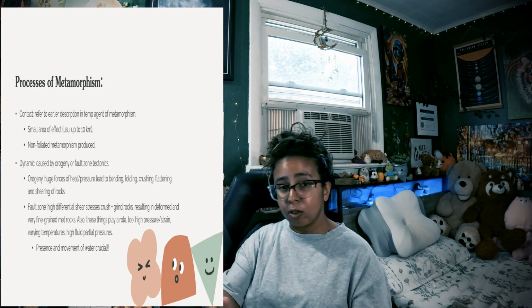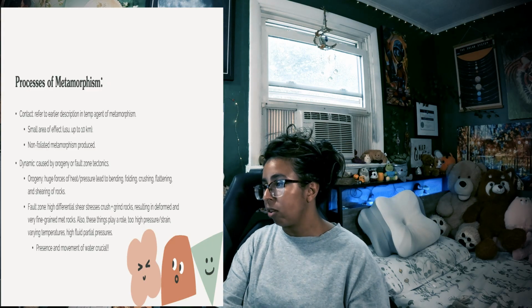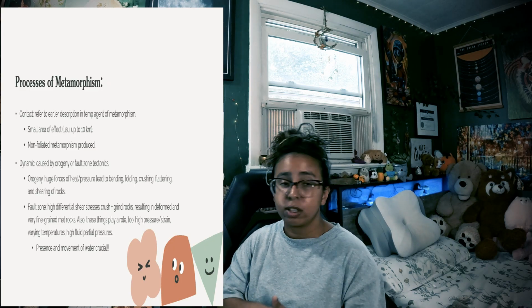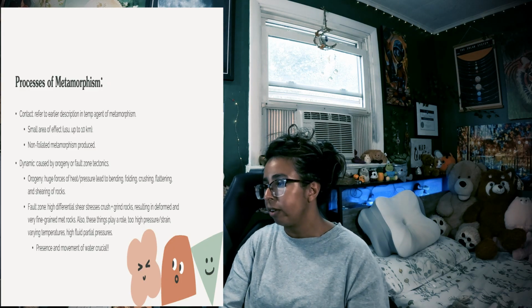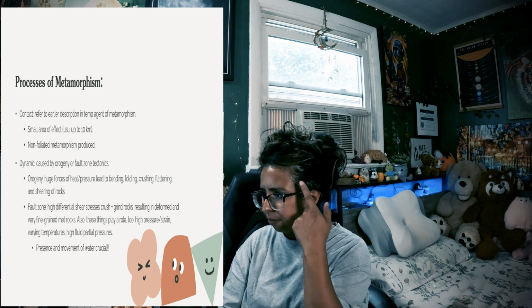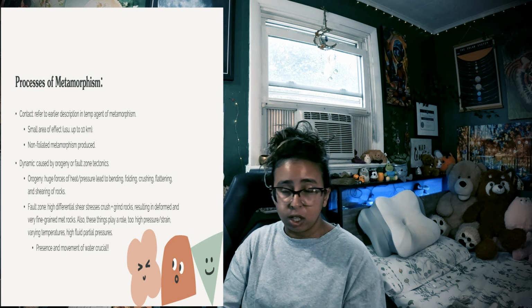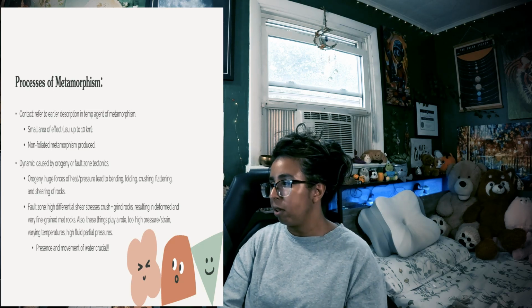So yeah, in fault zones you tend to see that a lot, which is just basically high differential shear stress crushing and grinding rock, resulting in deformed and very fine-grained rocks like mylonites. I think I mentioned that earlier. I know I mentioned that earlier. My memory's not that bad. It's not just shear stress involved, like I said, there's a lot going on for dynamic metamorphism.